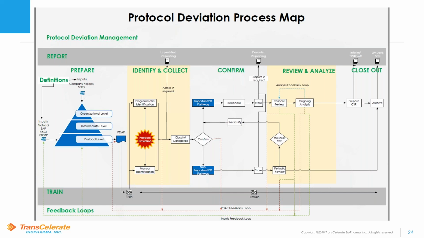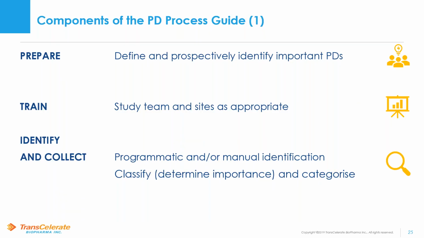So now I'll take a couple of slides to talk in a little bit more detail about these major steps, and then I'll show you how you can access materials. Okay, so the life cycle of a PD is broken down into really 7 stages. So in preparing, like I said, you're thinking before you start, what could go wrong? Looking at your protocol, your IB, your SAP, your RACT, really understanding what the risks are.